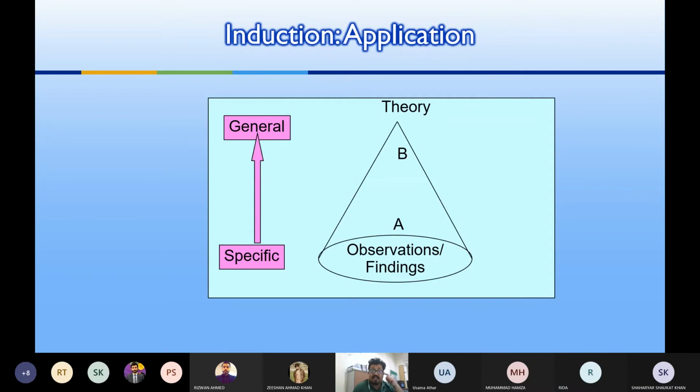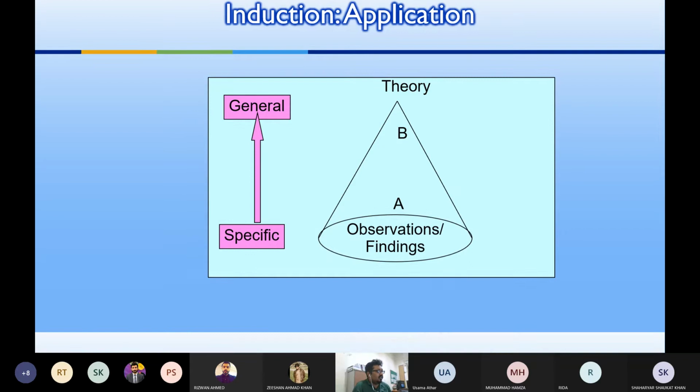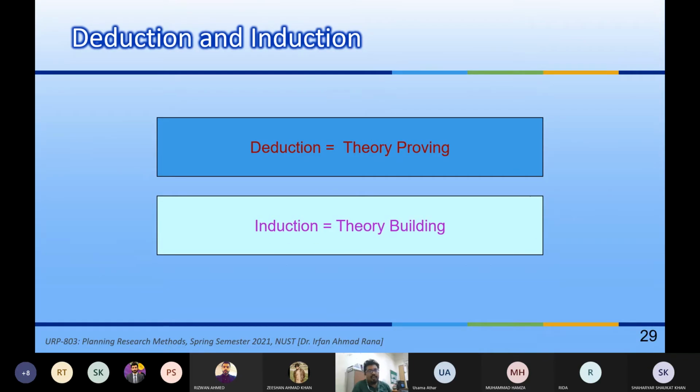So instead of deductive and inductive, from findings we are making generic statements, from specific to general. So in short, deduction is basically you are proving something. You're proving a theory, and induction is you are building a theory. So these are two types of approaches.